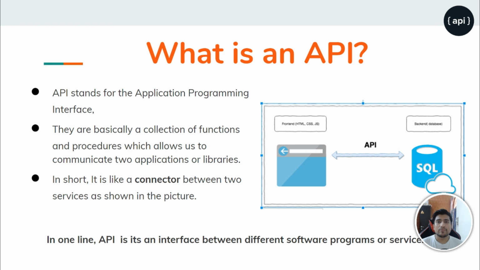So the first question is, what's an API? API stands for application programming interface, and it is basically a collection of functions or procedures which allows communication between two applications.